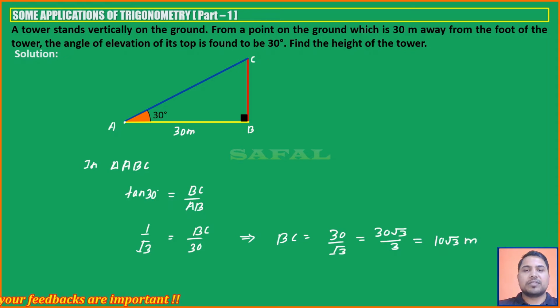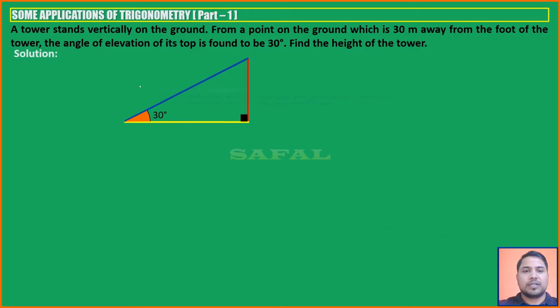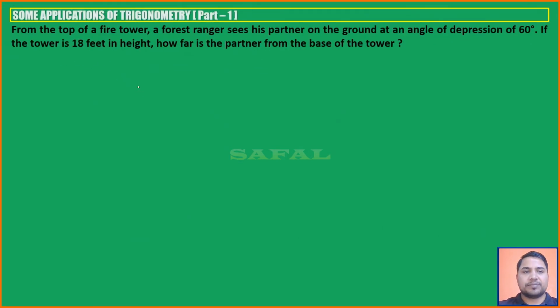So that means the height of the tower is 10 root 3 meters. So the entire focus is on drawing the diagram in a correct manner and then applying proper trigonometric ratios, which we have already studied. So the height of the tower is 10 root 3 meters. The next question we have on the screen.